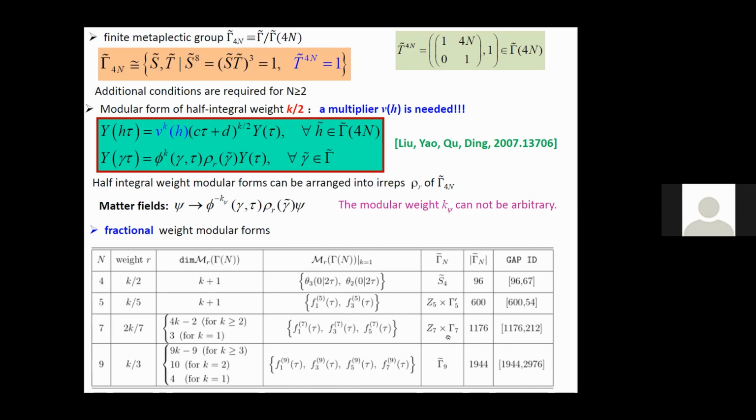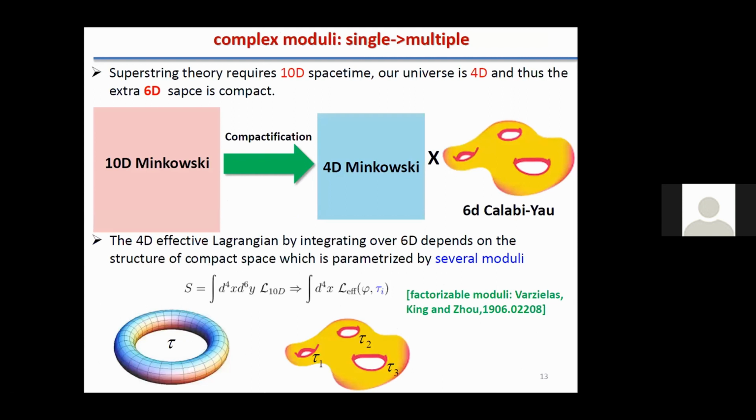And all these modular forms have been constructed especially by mathematicians. The question is that the properties are not so good, because if we consider high weight, fractional weight modular forms, the order of the finite metaplectic group is large. You can see for n equal to 7, it will be 1176, too large. So this is the modular weight we can consider. In principle, you can also consider non-rational weight and complex weight modular forms. Then the group will be much more complex. It is called the universal cover of SL2Z.